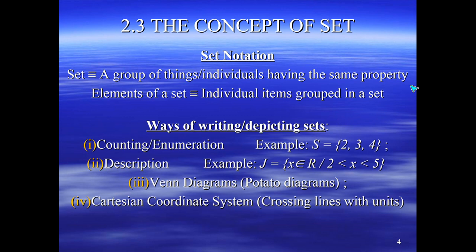Well, ways of writing or depicting sets. Let's see the ways we use for writing sets. The first one is counting, also called enumeration. Enumeration is counting, one by one. Example: S is the set {2, 3, 4}. Three integers. For some reason, I collected these numbers together, 2, 3, and 4. Those make the set S.